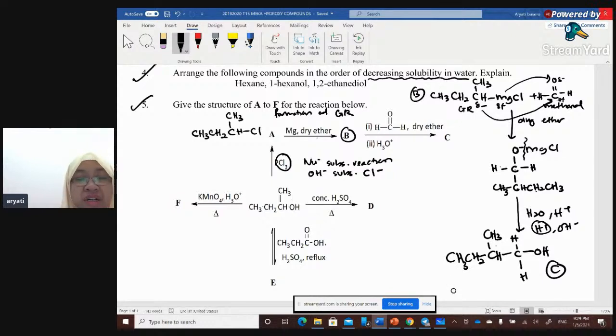So this is an alcohol reacted with H2SO4 concentrated followed by and heat. So ini ialah tindak balas. Ini ialah dehydration of alcohol. Okay, dehydration of alcohol dia akan produce sebab sini D mesti sejenis alkene. Okay, so dia akan suntikan H dan OH from the adjacent carbon.